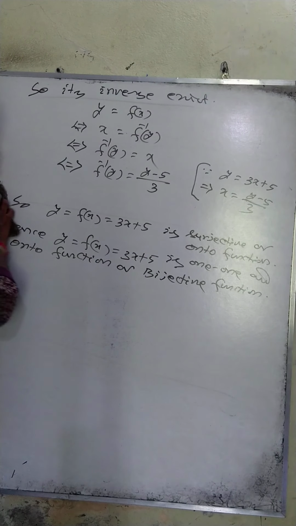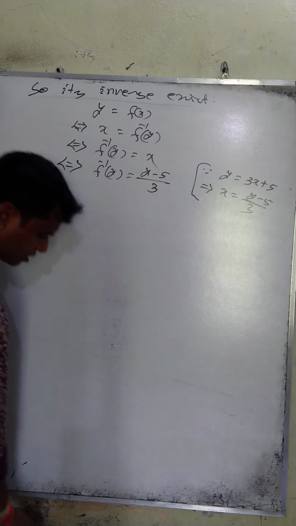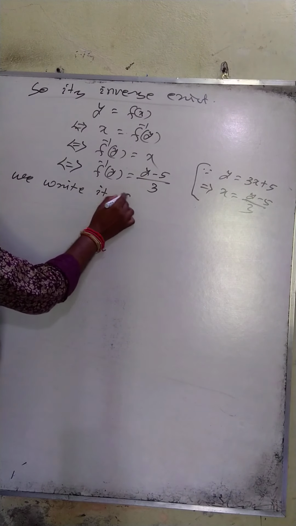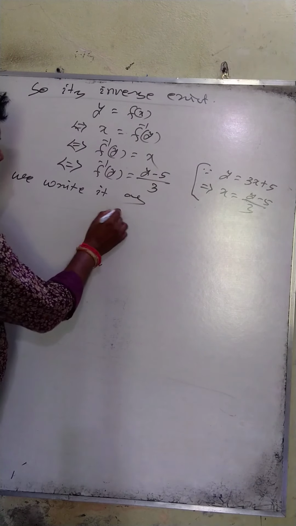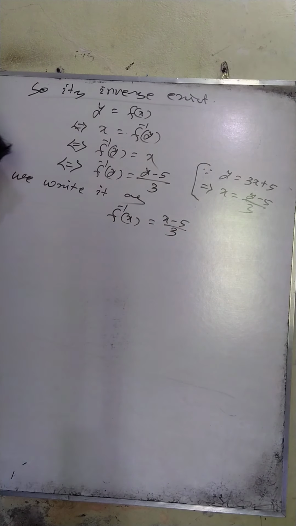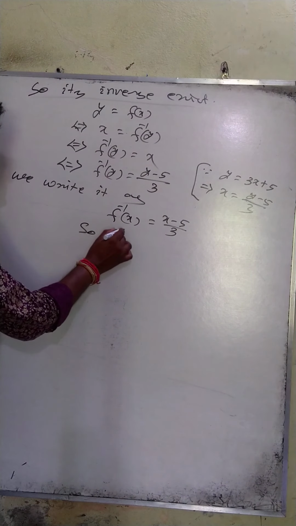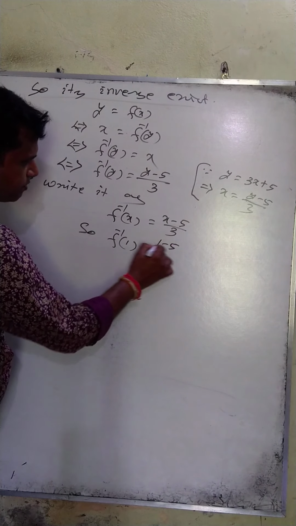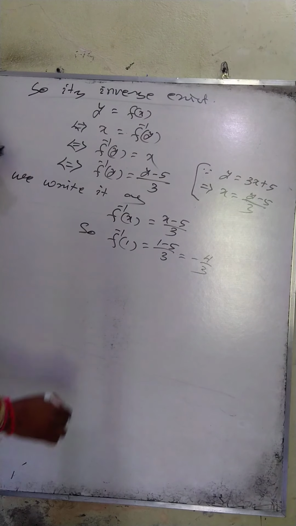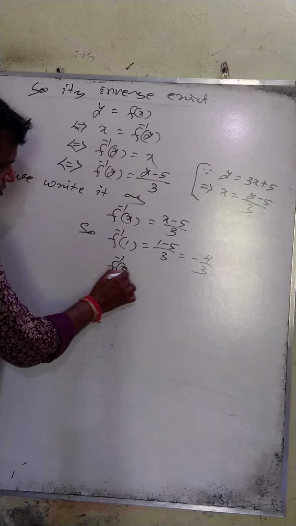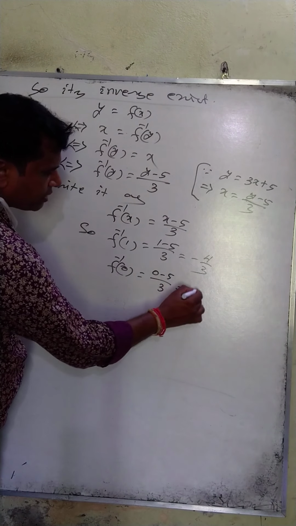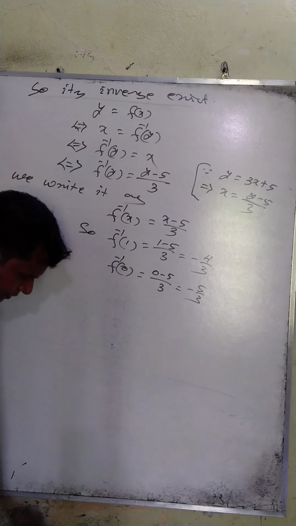We write it as f inverse x is equal to x minus 5 divided by 3. So f inverse 1 is equal to 1 minus 5 divided by 3, that is minus 4 by 3. F inverse 0 is equal to 0 minus 5 divided by 3, that is minus 5 by 3. Okay.